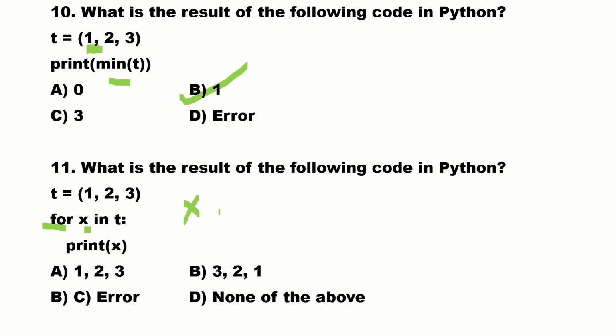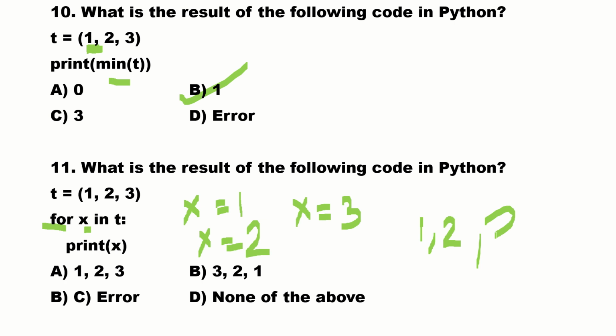So loop variable x will be assigned 1 in the first iteration, and that 1 will be printed. And what happens in the next iteration? The x value will be changed to 2, and x will get element 2, and that 2 will be printed. And in the next iteration, x will be changed into 3 and the third element will be printed. So the correct option is x: 1, 2, 3. Okay.